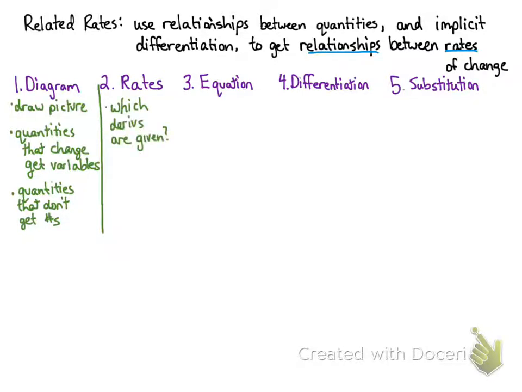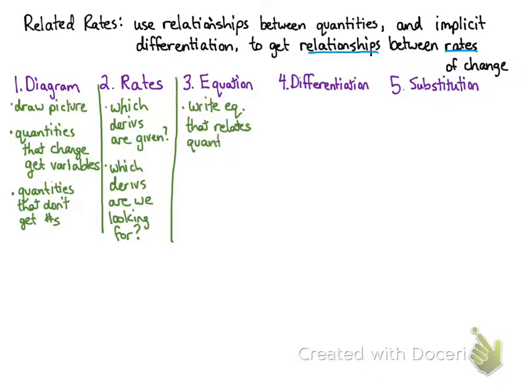Now you figure out of all those variables you wrote down, which rates of change, which derivatives do you have information about, and which rates or derivatives are the ones you're looking for. You write an equation that relates all the quantities in your diagram. So sometimes this is an equation that comes from geometry, like a formula for volume. Sometimes it's other information in the problem that lets you write an equation down.